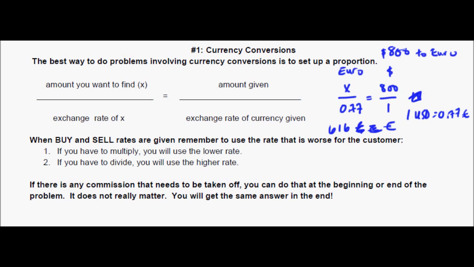The tricky part is when you have buy and sell rates. When they're given, remember to use the rate that is worse for the customer, so the one that the bank does better on. What I always do is set up the proportion. I find my X, and I have the currency they give us, in this case $800. If they have 2 rates and you have to multiply, so the currency is going to go right here, you're going to use the lower rate, and if you're going to divide, you're going to use the higher rate.